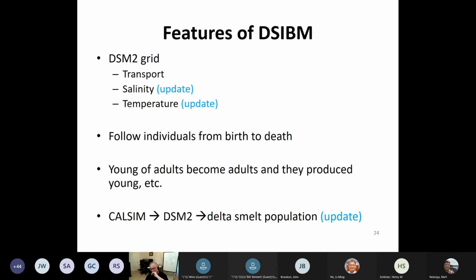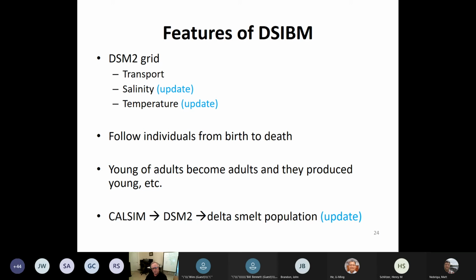So what are the features of this particular model? Well, it's running on the DSM2 grid and uses the DSM2 transport. And every time you see a blue update, that was from the recent Fish and Wildlife Service project that's still ongoing, and this is part of it. We updated the model based on that. So now salinity and temperature are actually the DSM2 values. So you'll see an update there. I didn't put them all in, but we really went through everything, just to give you a sense of the scope of the update.